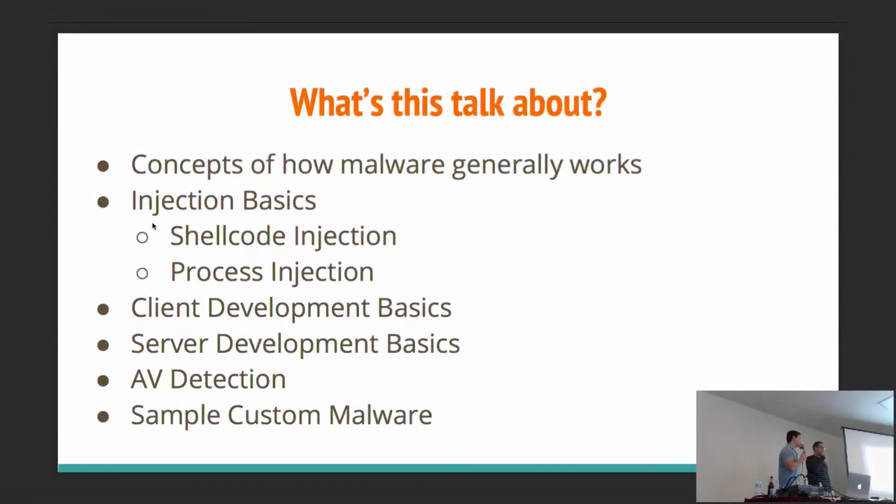So what's this talk about? It's pretty much just about how malware generally works, and we talk about some injection basics using shellcode injection, process injection into memory, and then we'll talk about some client development basics, meaning what you develop in a client that's going to be put on a victim machine, and what should you develop on a server that's going to be put on your machine that you can control your client. We'll talk about some A/B detections and how you can mitigate some of that. And then also some sample custom code that we've developed so you can see how you can use them as stagers and other initial points of entry.